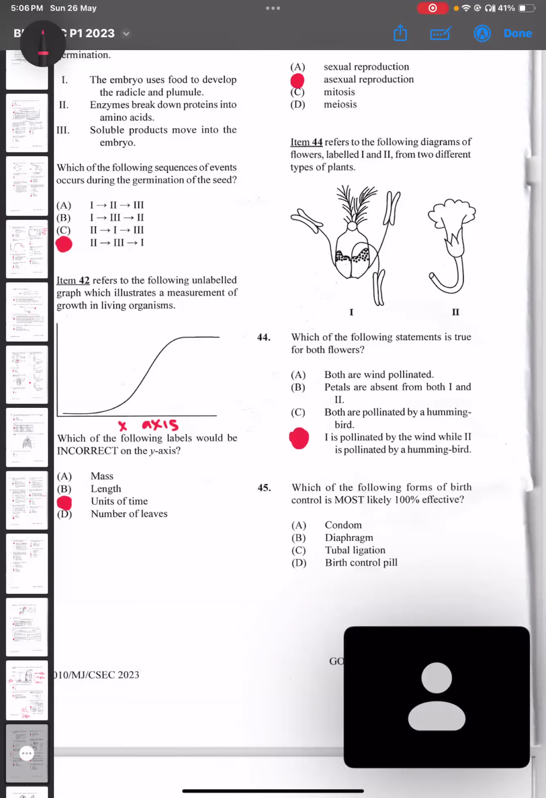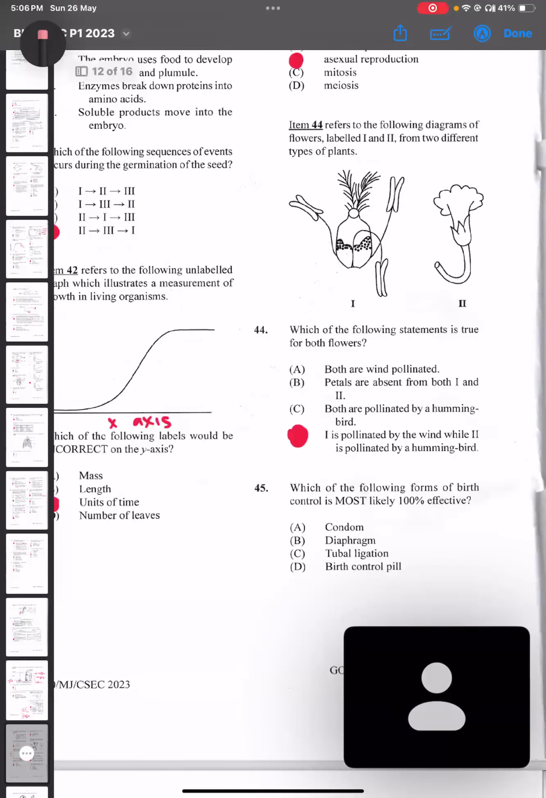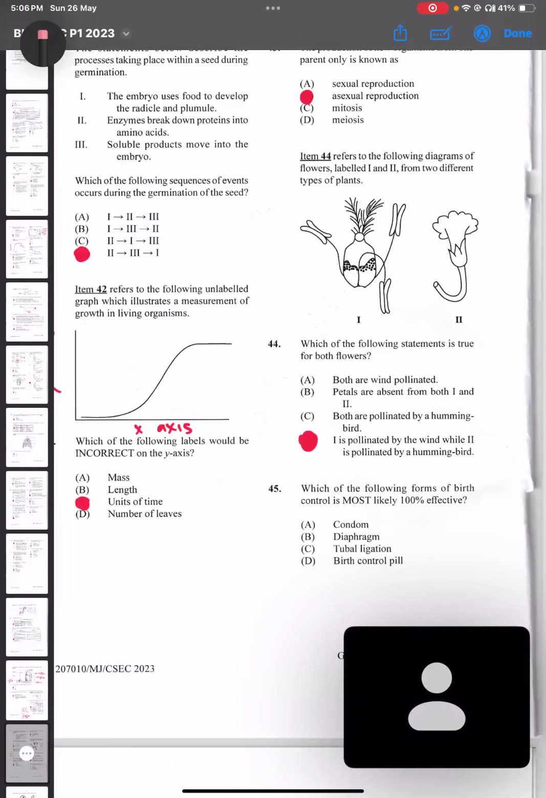We know the difference between them. So I is pollinated by the wind, while II is pollinated by a hummingbird. We know that anyone that has these wispy kind of structures is usually pollinated by the wind, so that they can be blown off and moved in the wind. Versus this one over here, where we know that it would have nectar inside of it that would attract birds and other animals like that. So that's why D would be the most appropriate answer.